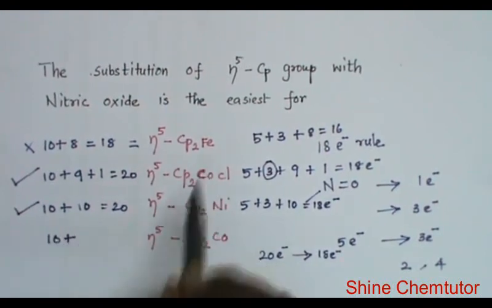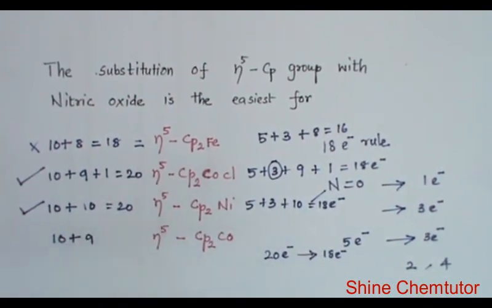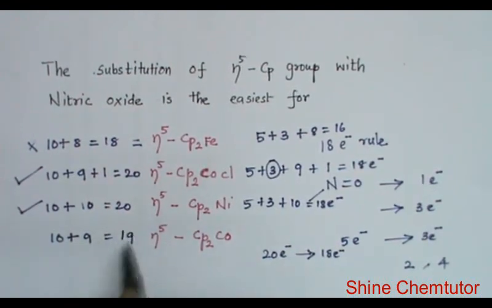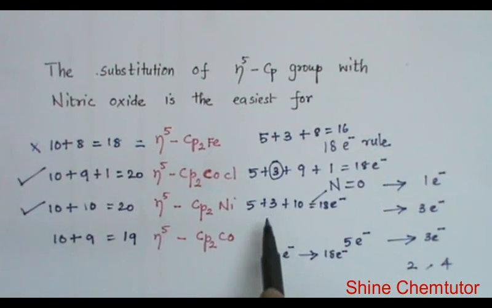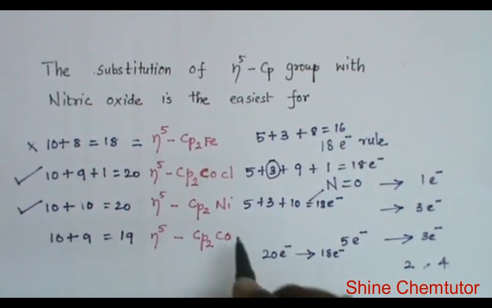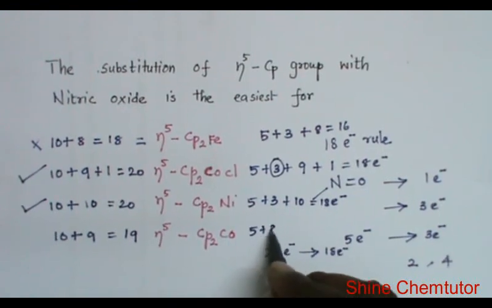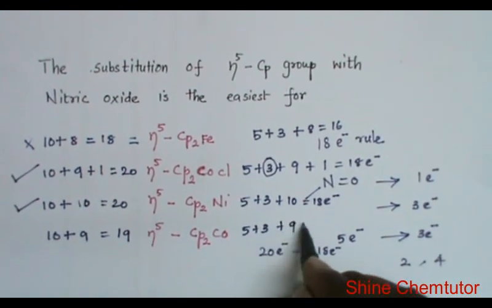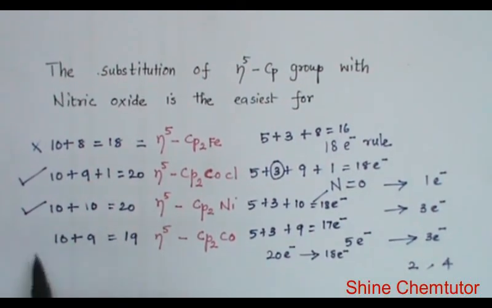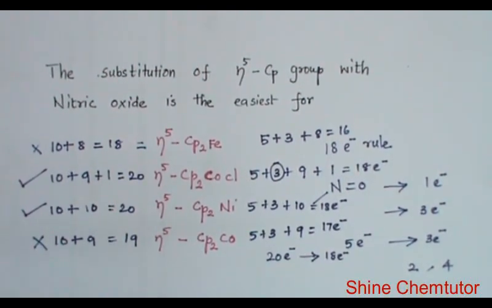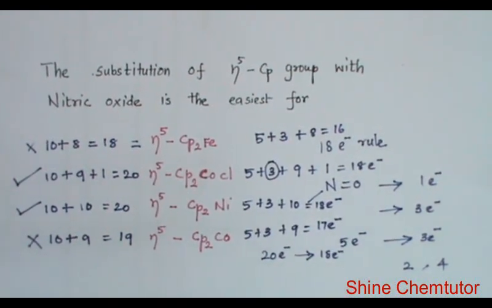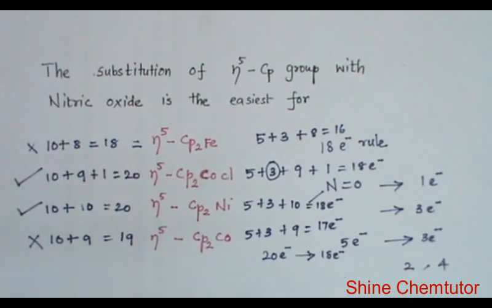10 plus, for cobalt, 9. So what I get is 19. If I replace Cp with nitric oxide, what I get is a 17 electron system. This is not preferred. So in 2 cases, from 20 we get an 18 electron system. So both should be preferred.